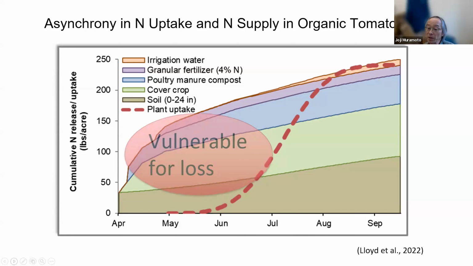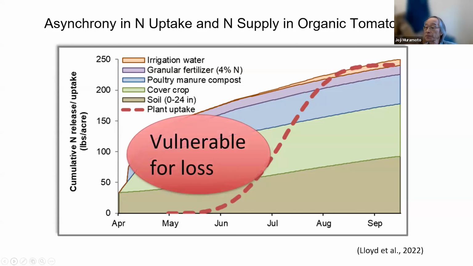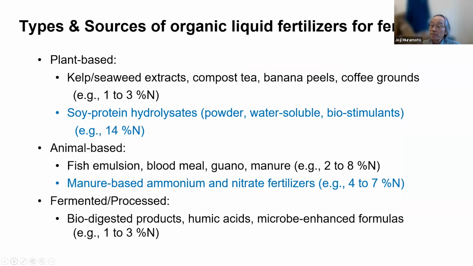I'm going to show you an example of the strawberry production system. And then there are 3 different types and sources of organic liquid fertilizer for fertigation. And there's one solid organic fertilizer too that can be used for fertigation as well. I'm going to talk about it in a minute. So 3 types. First one is plant-based. Traditional ones include kelp, seaweed extract, compost tea, banana peels, and coffee grounds, and so forth.